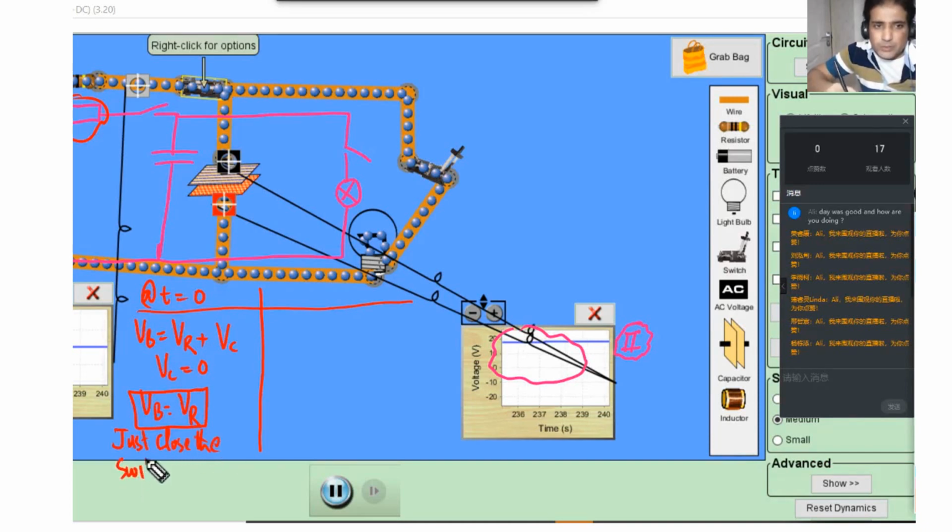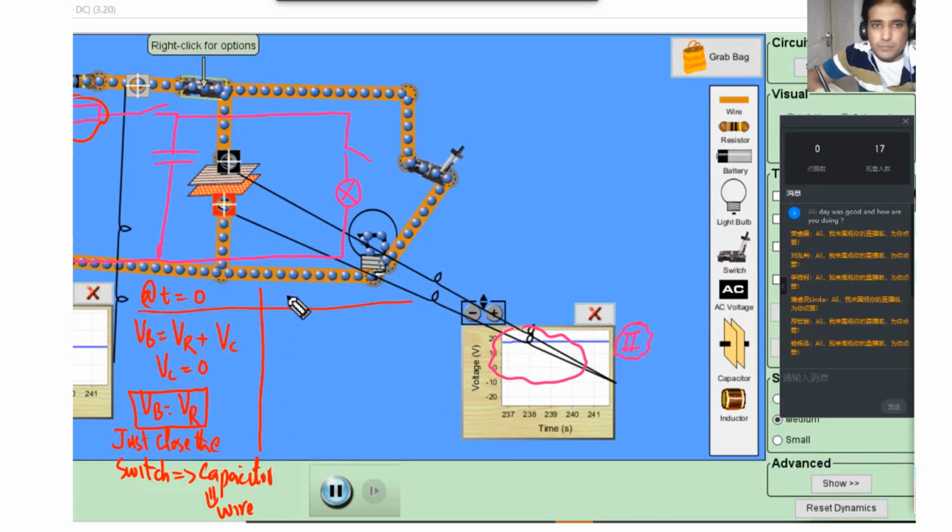So this is the point you need to understand. When you just close the switch, at that point the capacitor is acting just like a wire. The capacitor acts like a wire, simply just like a wire. So keep this in mind when you just close the switch.